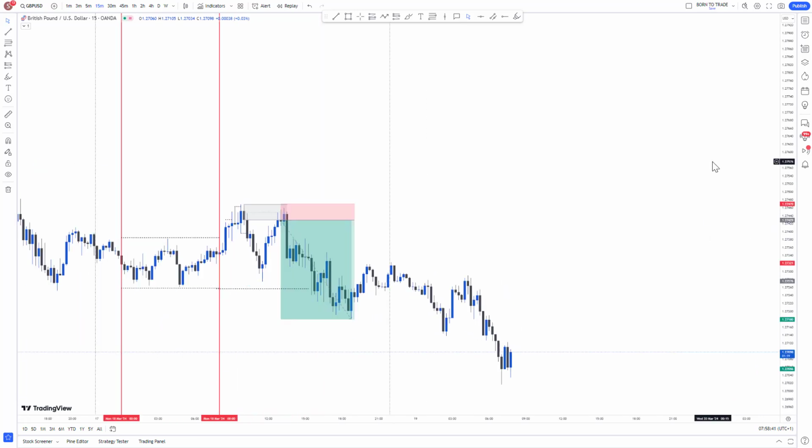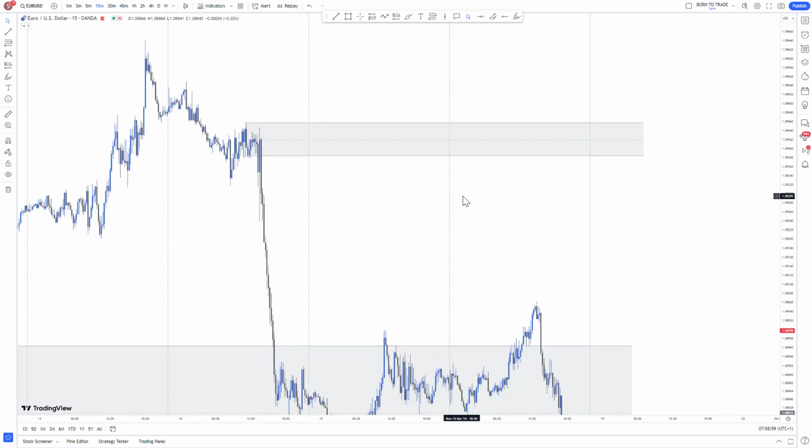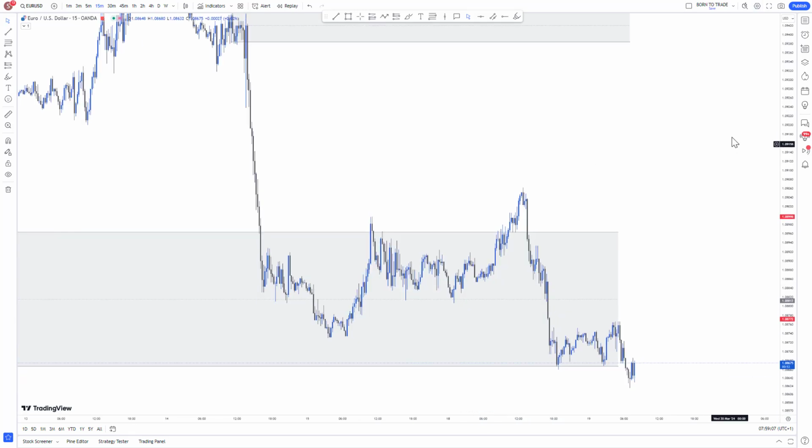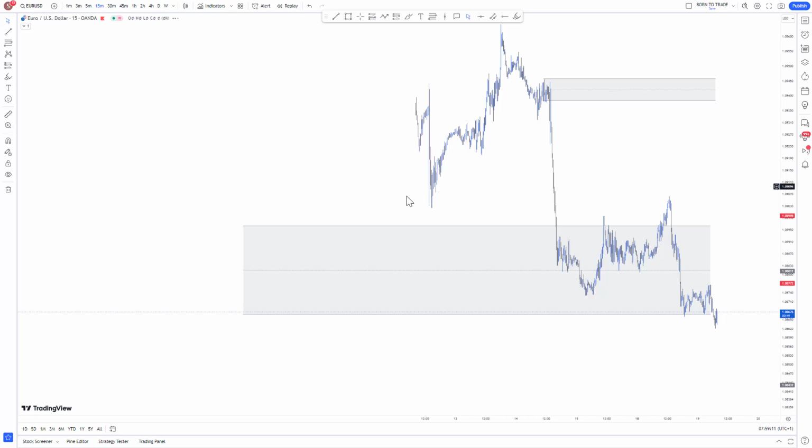So let's see what we have on Euro USD. This is actually Euro USD, the 15 minutes time frame. I think I have to remove this session break indicator so we can clearly see. Now this is actually, I had a zone right here.